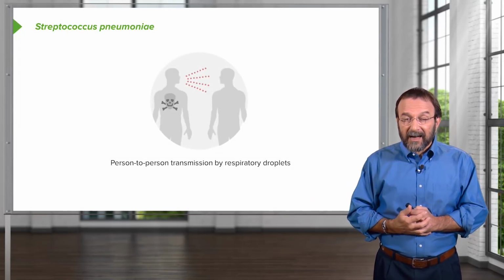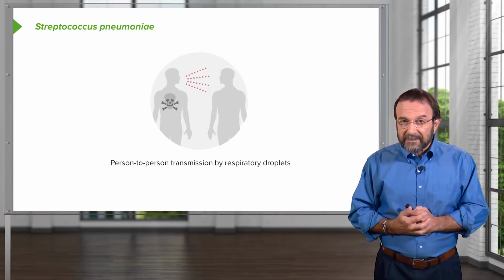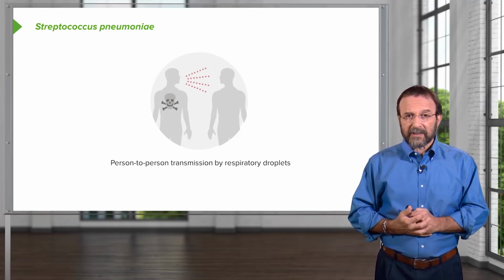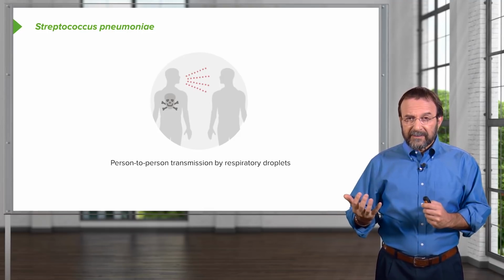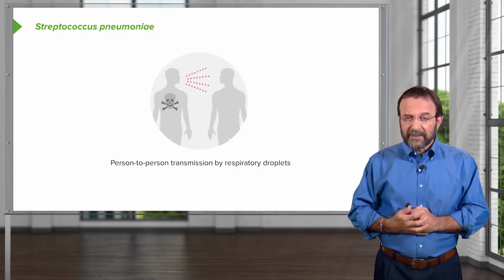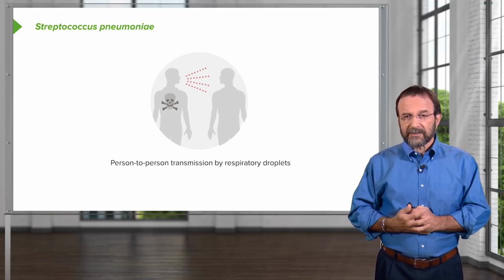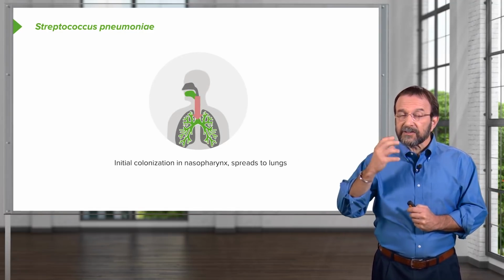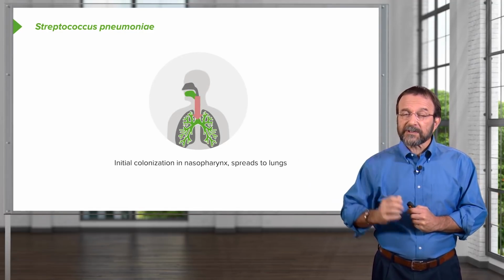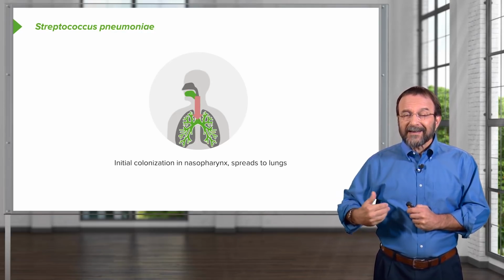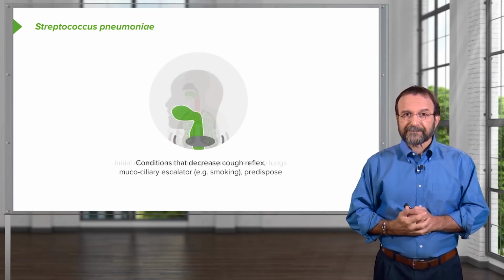This diplococcus or pneumococcus is spread from person to person by respiratory droplets, very much like other streptococci. So again, a carrier here maybe doesn't have disease, is speaking with someone who doesn't have the bacterium, who may be older and compromised in some way, and that person can acquire the bacterium and develop pneumonia. So initially you inhale the bacteria, it colonizes your nasopharynx, the upper part of your respiratory tract, and then it may replicate and spread down into the lungs, and there cause pneumonia.